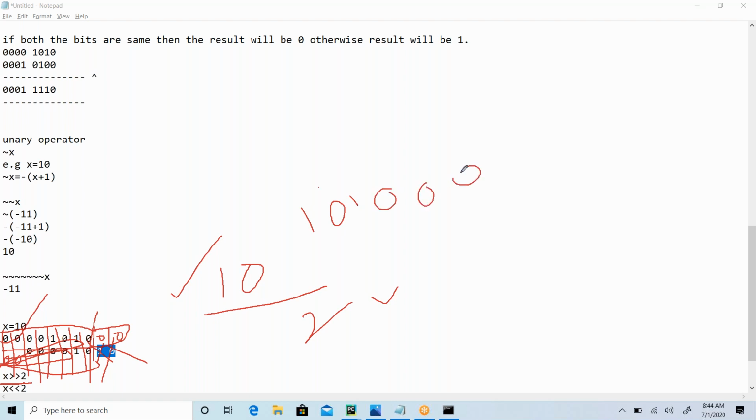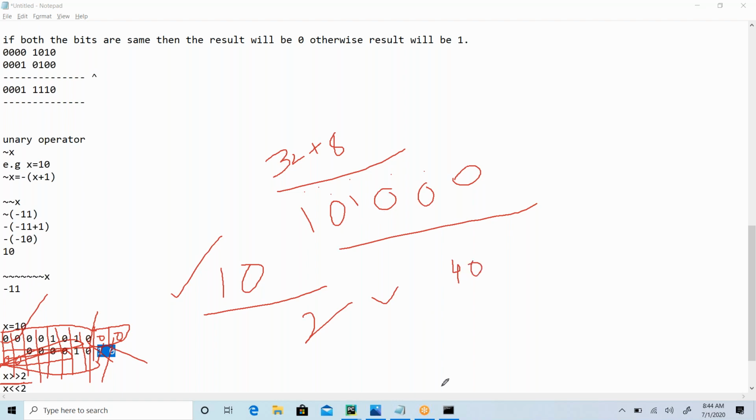101000. What is the value of it? 2 power 0, 2 power 1, 2 power 2, 2 cube is 8, 2 power 4, 2 power 5. 2 power 5 is what? 32, right? 32 plus 2 cube, 8. 32 plus 8 is what? So I am going to get 40. The value of this is 40.